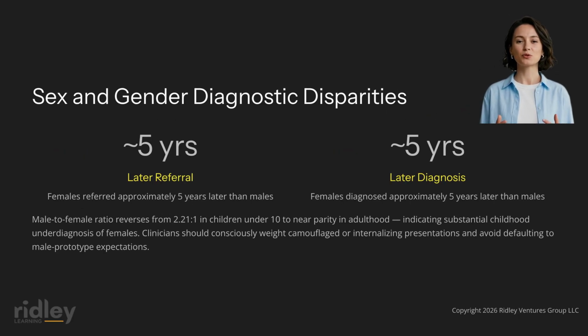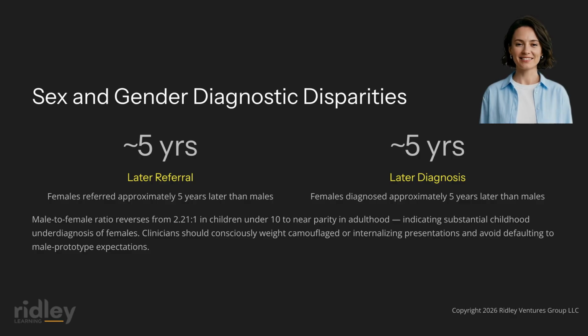Now we turn to one of the most critical topics in contemporary autism research: sex and gender-related diagnostic disparities and the female phenotype. Underdiagnosis of autistic girls and women is one of the most consistently replicated findings in contemporary autism epidemiology. McIver and colleagues' 2026 Scottish clinical population analysis, which included 408 participants, found that females were referred for assessment approximately 5 years later than males, with a median age of 19.7 years versus 14.4 years. Females were also diagnosed approximately 5 years later, at a median age of 20.2 years versus 15.2 years.